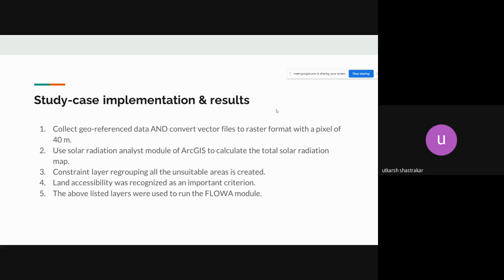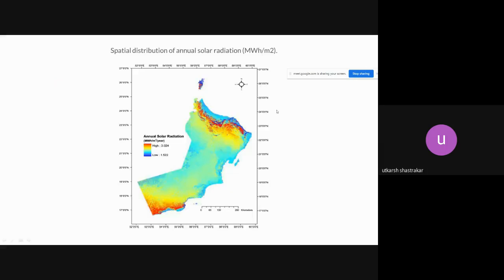Then we have the spatial distribution of annual solar radiation. So in this map, you can see the country of Oman. There are areas which are highlighted in red color. So the red color areas are the areas which receive a high concentration of solar energy annually.